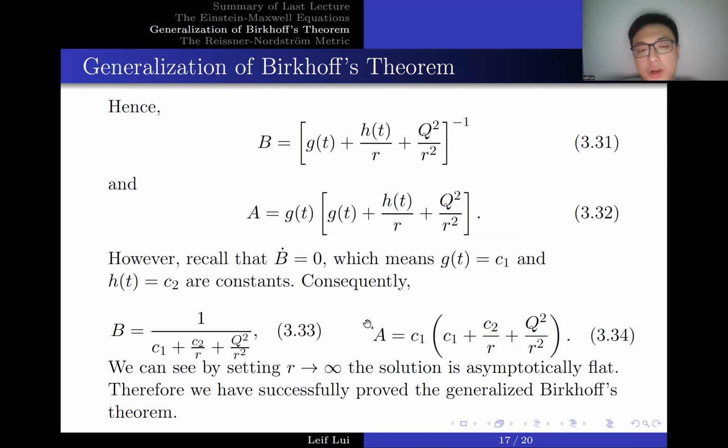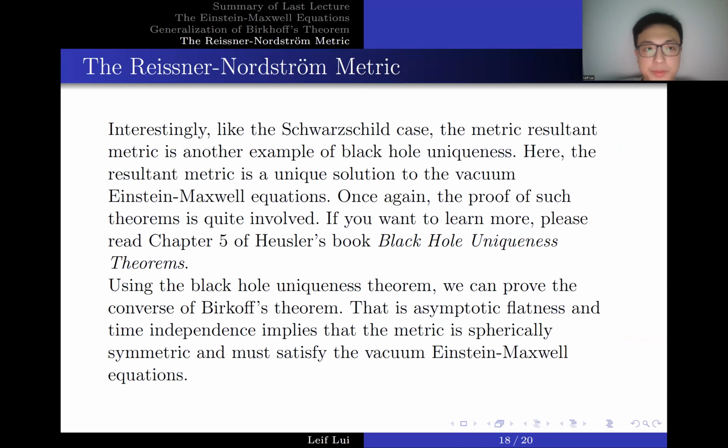And by looking at these two equations, we can simply set r to infinity, and we see that these two do not diverge. If we set r to infinity, this becomes 1. Set r to infinity here, this becomes C1. So the solution is asymptotically flat. Therefore, we have successfully proved the first part of the generalized Birkhoff's theorem.